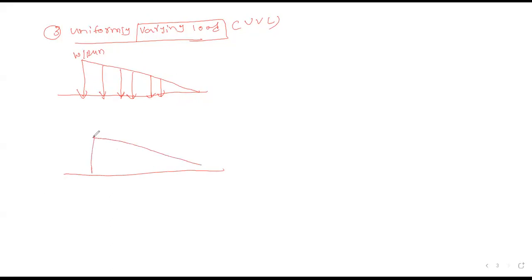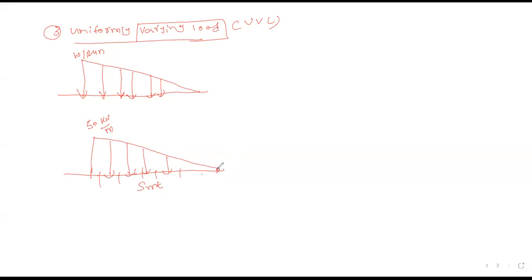Suppose your uniformly varying load has a value of 50 kilonewton per meter, and the length of the UVL is 5 meter. If I divide this 5 meter into 1 meter parts: this 1 meter, this 1 meter, this 1 meter, this 1 meter, and this one. 1, 2, 3, 4, 5. Yes or no?